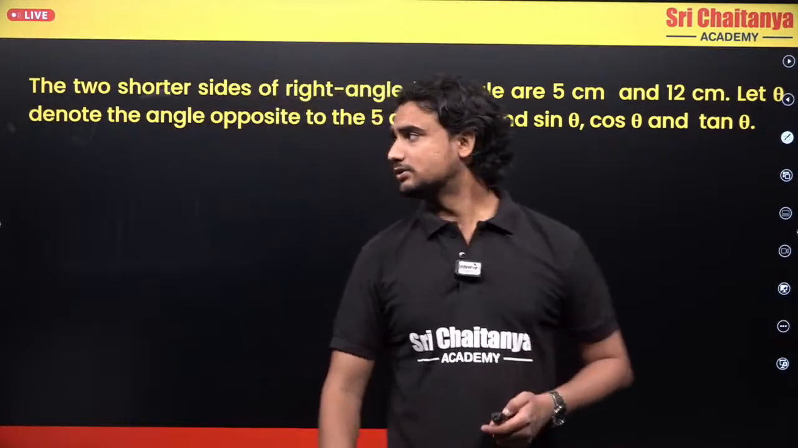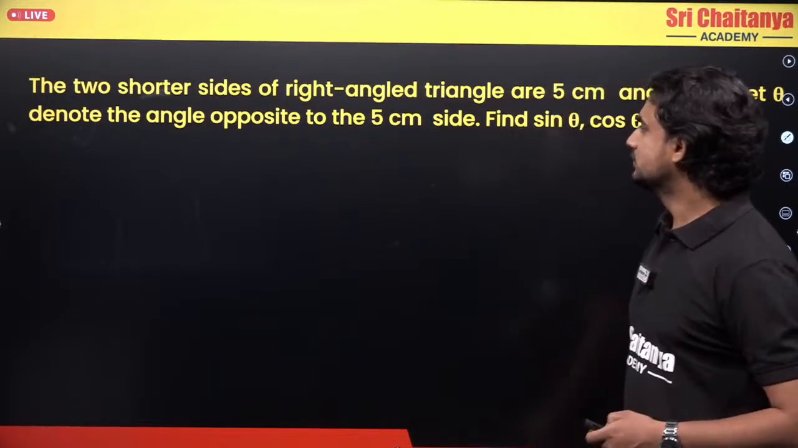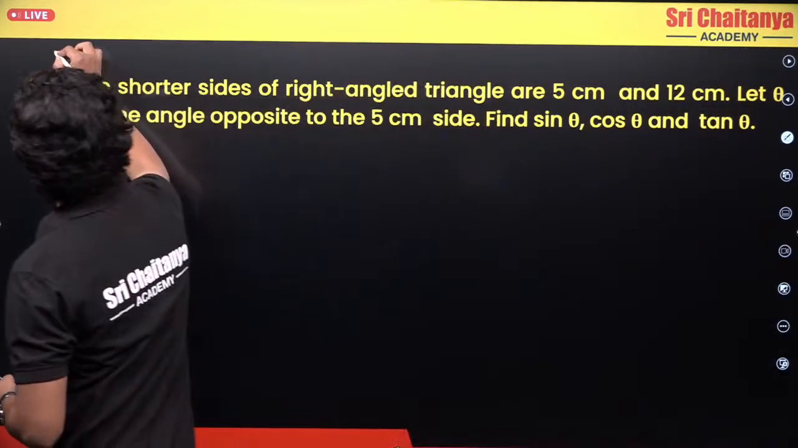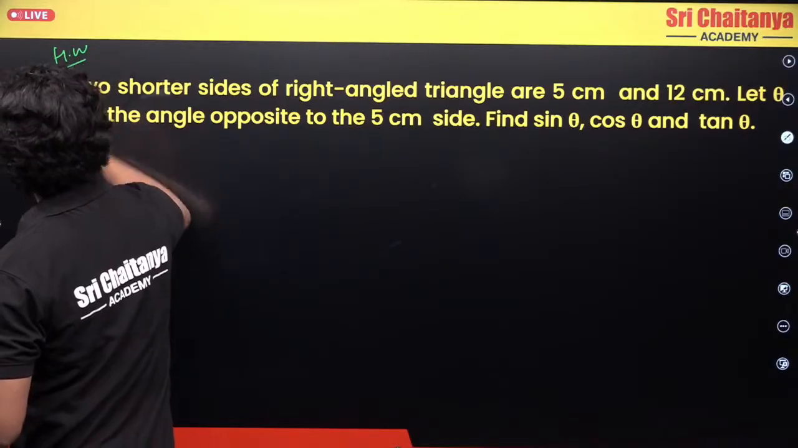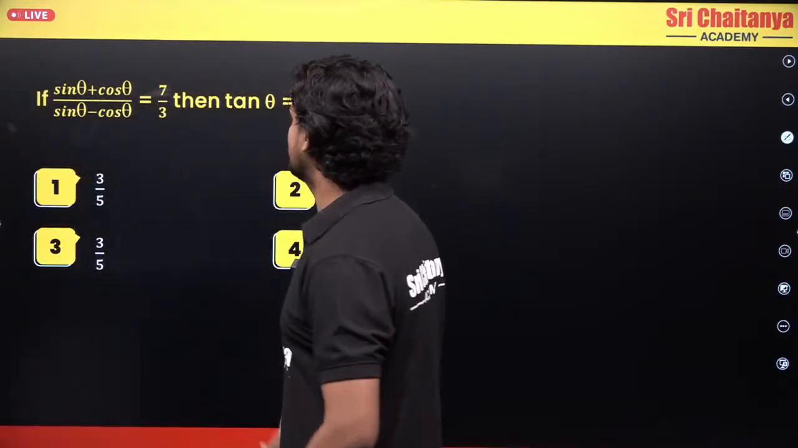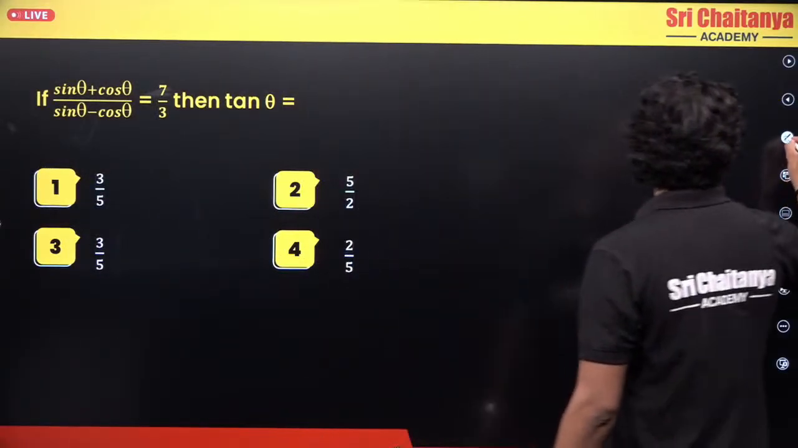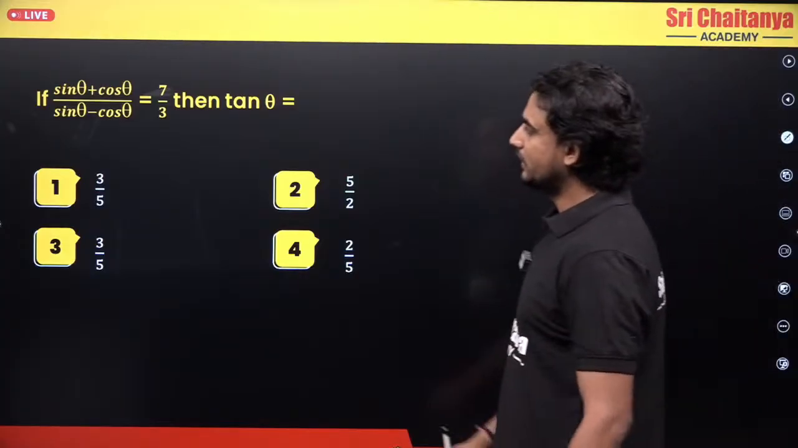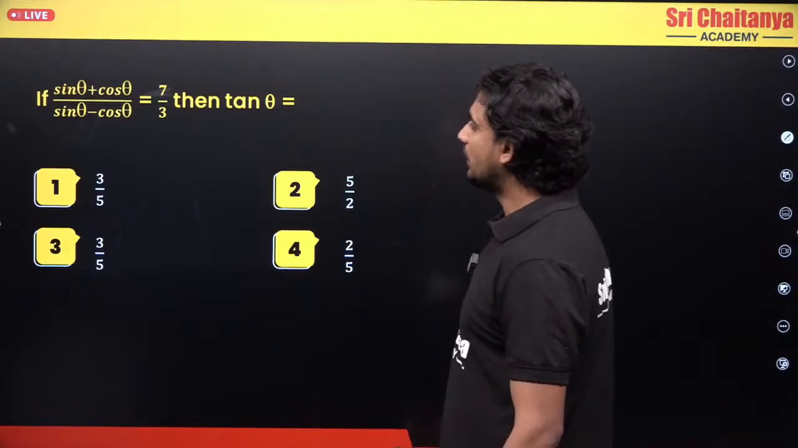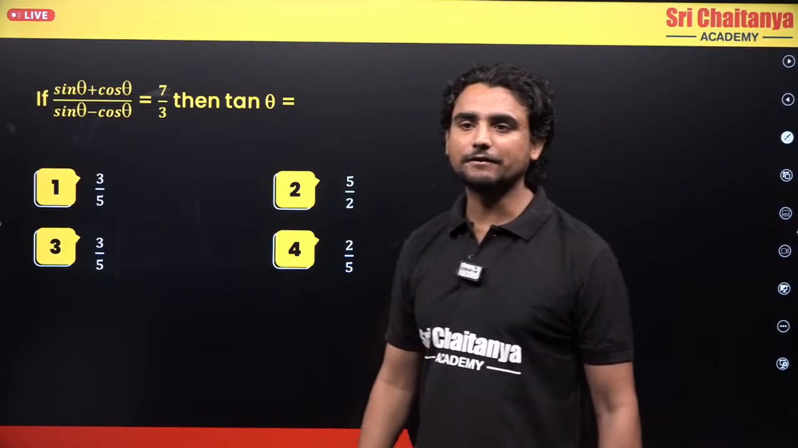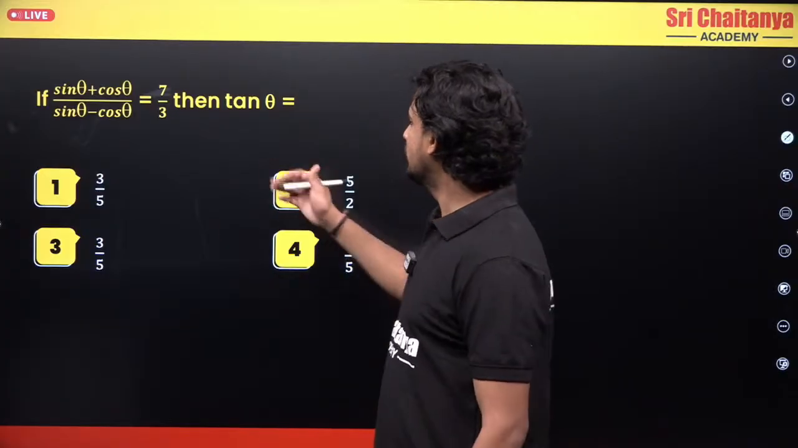Next, I have this question. I will give this question as homework for you. Please try to solve this. Okay, let's solve this question. It is given that if sine theta plus cos theta upon sine theta minus cos theta is 7 by 3, then tan theta is?